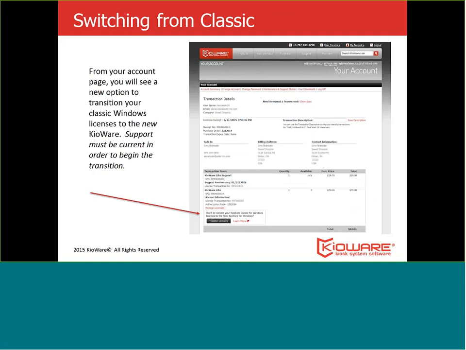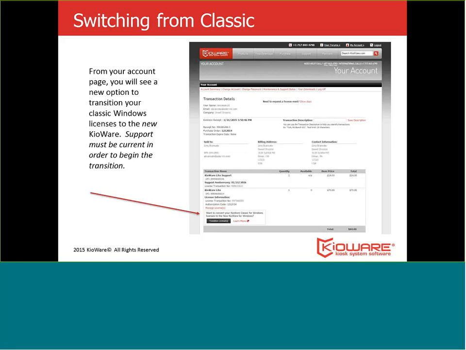If you look at the screen, you can see within your customer account where it says want to convert your KioWare Classic for Windows licenses to the new KioWare for Windows, there will be a transition licenses button, and you'll see this if you have current support. And when you go to transition your licenses, you'll submit a request. We'll turn off your existing KioWare Classic licenses and turn on the new KioWare licenses. And I know you'll have questions about that, and we'll hopefully be able to get to those at the end.